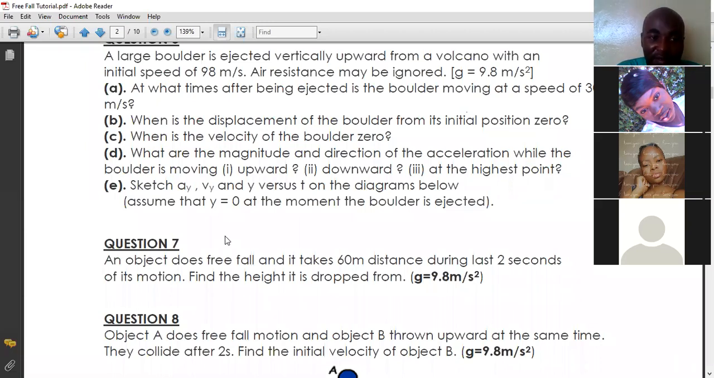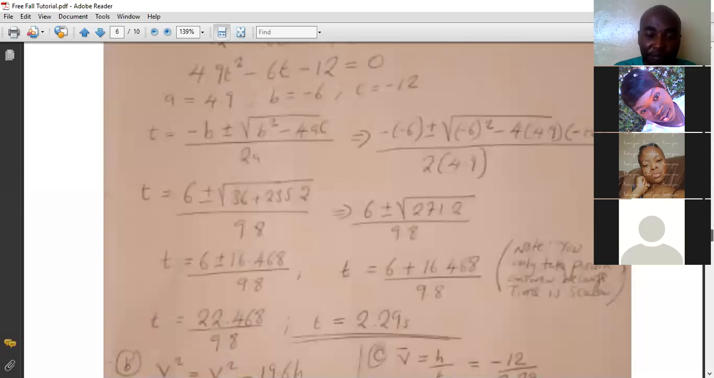So B: when is the velocity of the boat 0? When, not at what time. When means time. At the maximum height, the velocity is 0. Therefore, when is the velocity of the boat 0? At the maximum height.